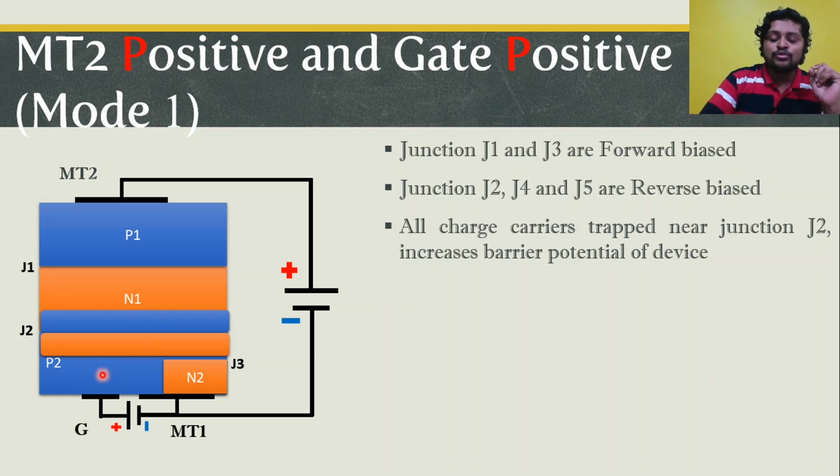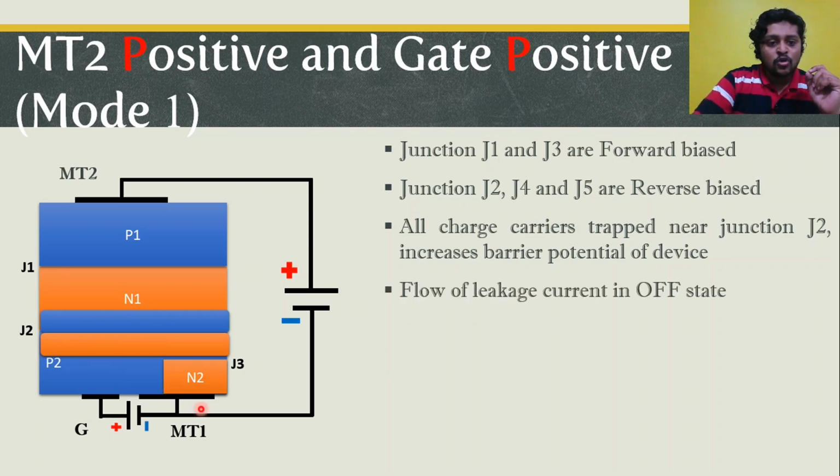As there is no movement of majority charge carriers, the device is said to be in the off condition. But there will be a minute current due to the minority charge carriers, called leakage current, that will flow through the device because of the charge carriers which are available in the depletion region. So a very minute current, also called a saturation current because it has a constant value, will flow through the device.